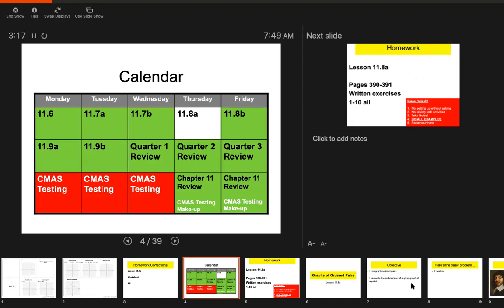Point being, since we're switching gears today, including the weekends, 1, 2, 3, 4, 5, 6, 7, 8, 9, 10, 11, 12, 13, 14. We have 14 days, 2 solid weeks, of not doing add, subtract, multiply, and divide with positive and negative numbers. That is a lot. It's just the way it ends up being with CMAS.